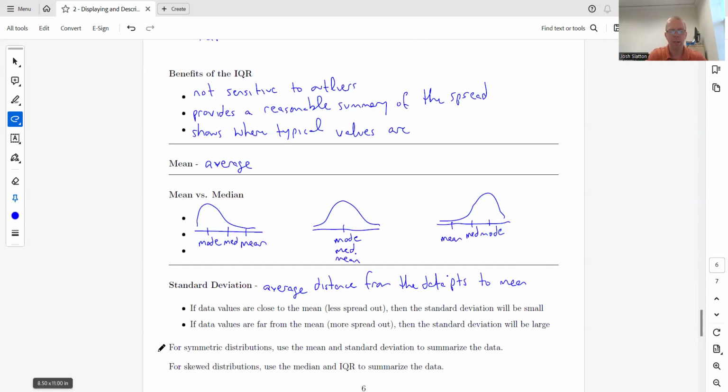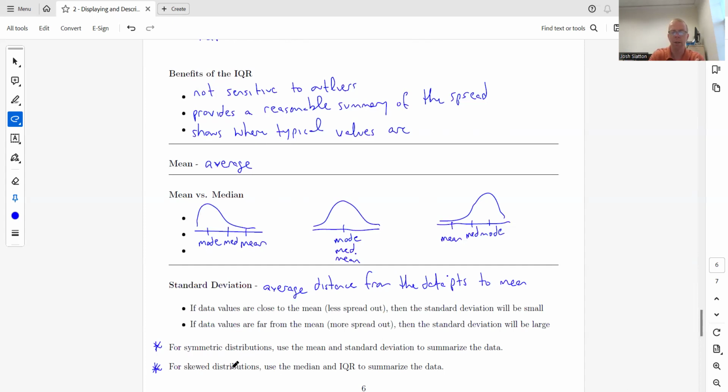Now these two things, definitely either understand or memorize, because they are pretty important. For symmetric distributions, you're going to use the mean and the standard deviation to summarize the data. For skewed, we're going to use the median and the IQR. And the reason for that is when we're symmetric, the outliers are not quite as important because if it's symmetric and you have lower outliers, you also have upper outliers. And so they kind of cancel each other out.